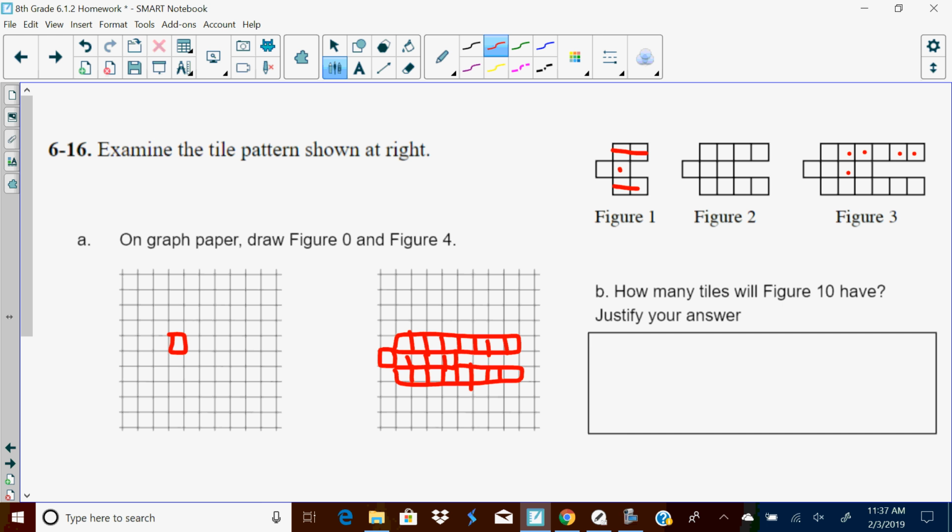So it says how many tiles will figure 10 have? Justify your answer. So I wrote the equation for it. I know my growth is 5 and my zero figure is 1. So it's y equals 5x plus 1. And then I plugged 10 in. You could have done it differently, but I thought this was the quickest way. So it turns out there's going to be 51 tiles.